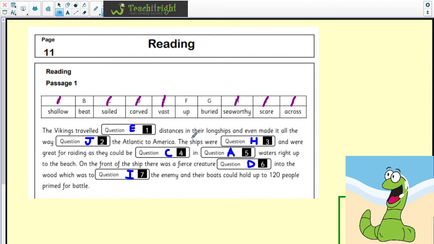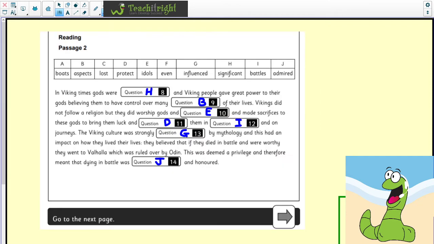Now, as you can see, we've got some words left over that we didn't require in that particular passage, but the ones that we have used, we've obviously crossed those out. Let's go and have a look at the next one. So we've got passage 2 this time, and again we've got a series of words worth looking at those first of all, and let's just read this through so we understand which words go in the gaps.